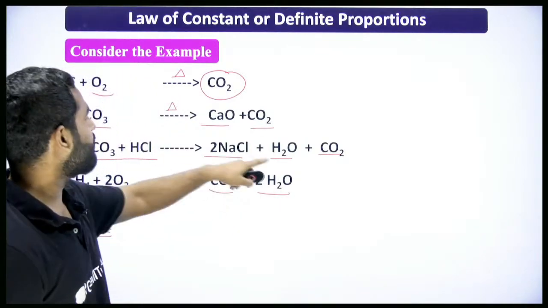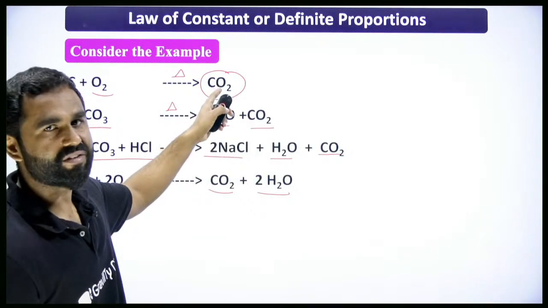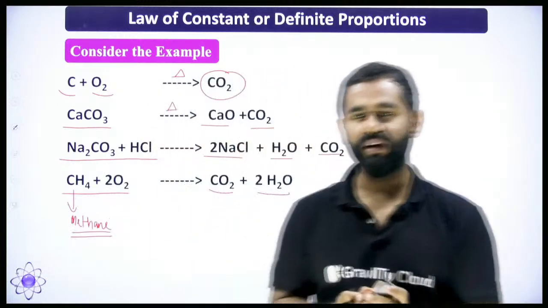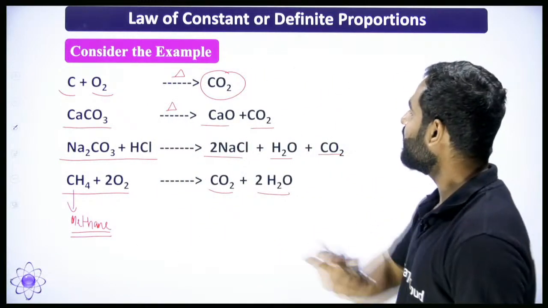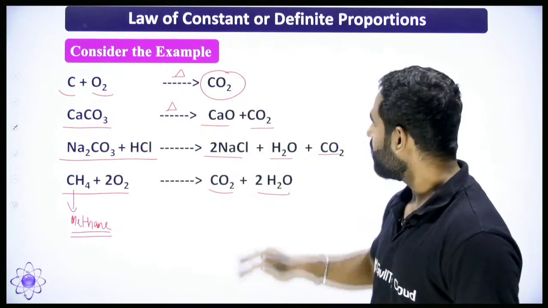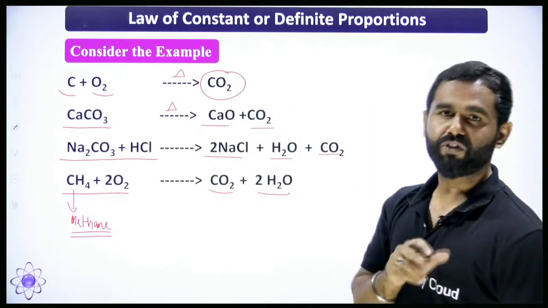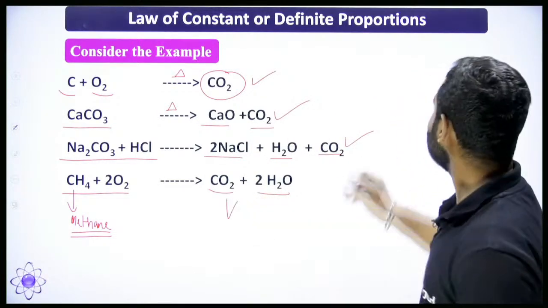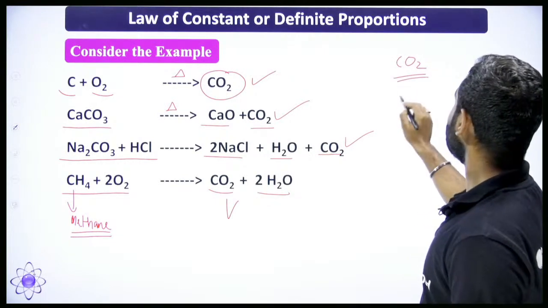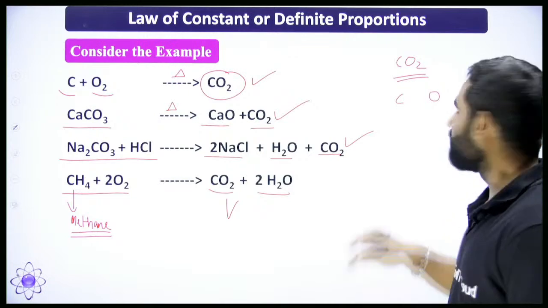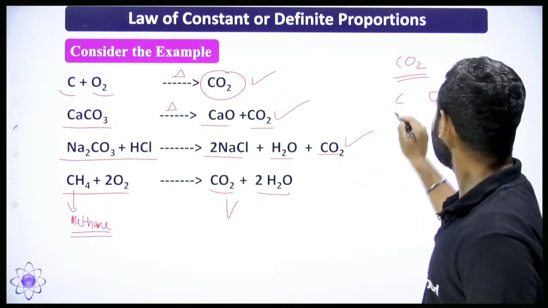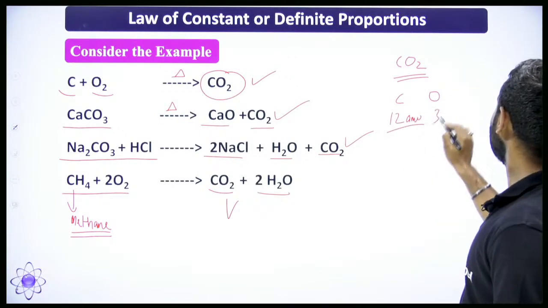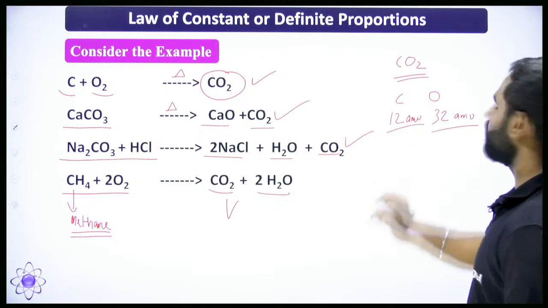So you see, we are getting carbon dioxide from different resources, by different chemical reactions. Or we can say the method of preparation of carbon dioxide is different in all the 4 cases. But the product which we are getting is CO2. So in CO2, if I talk about carbon and oxygen mass, the total mass of carbon is 12 AMU, and the total mass of oxygen is 32 AMU.